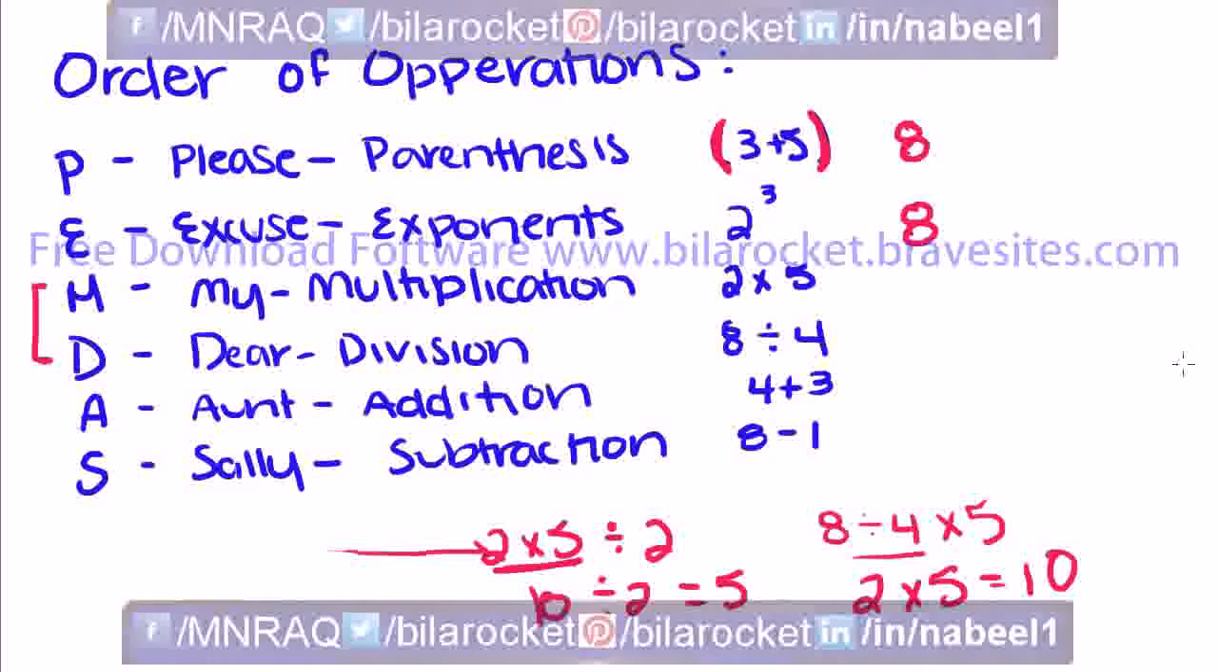But we do multiplication or division after exponents. So we'd get 2 times 5 is 10, and then 8 divided by 4, which is 2. And then the same thing goes for addition and subtraction. It just depends on which shows up first, which one you do first. So 4 plus 3, which is 7, 8 minus 1, which is 7. And now we're going to use this order, Please Excuse My Dear Aunt Sally, to solve some long equations.